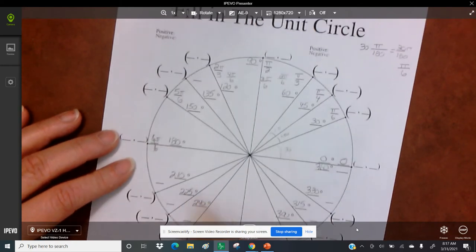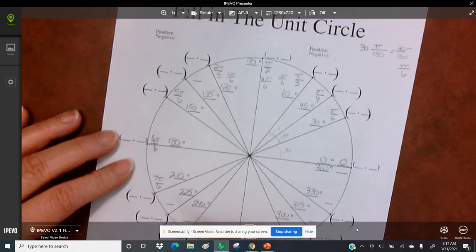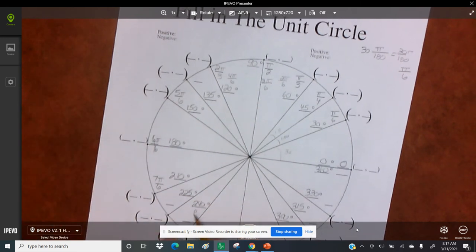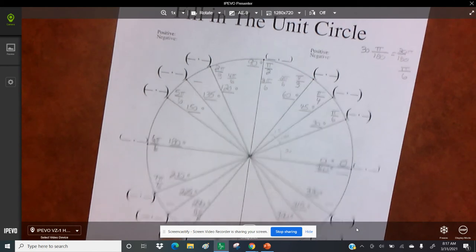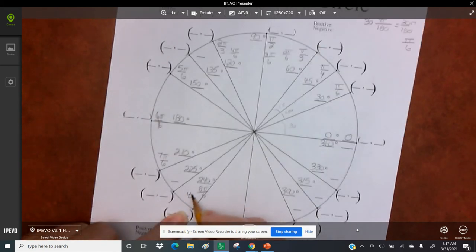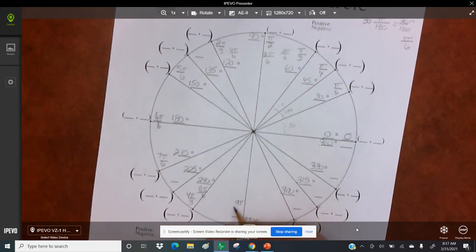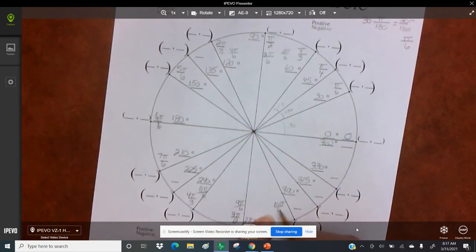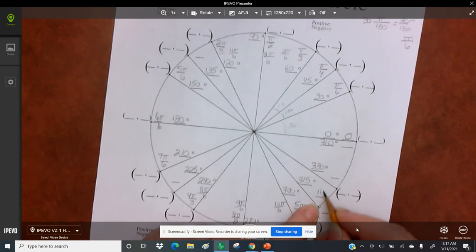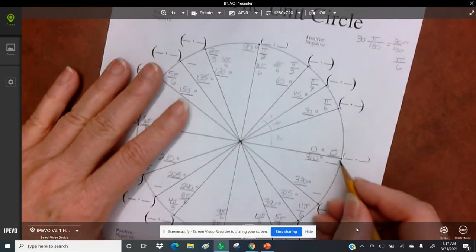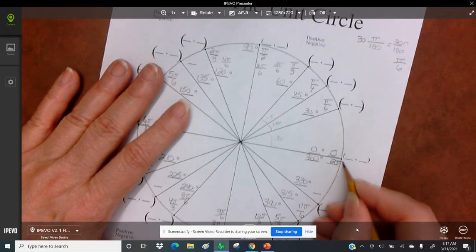So this would be 6 pi over 6, so that makes this 7 pi over 6. It would make this one over here 8 pi over 6, but I can divide by 2. So this would be 4 pi over 3. So if this is 8 pi over 6, this one down here would be 9 pi over 6, but I can divide by 3. So this would be 3 pi over 2. If I jump 30 again, I'll have 10 pi over 6, which I can reduce to 5 pi over 3. This is 11 pi over 6, which I cannot reduce. And then over here, I'm at 12 pi over 6, which is the same thing as 2 pi.